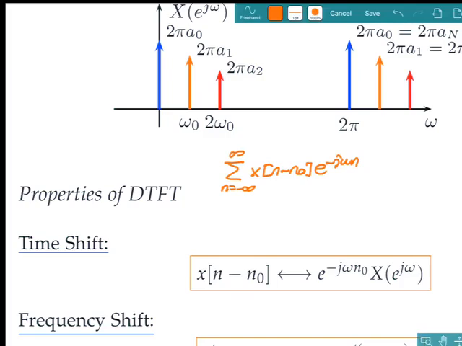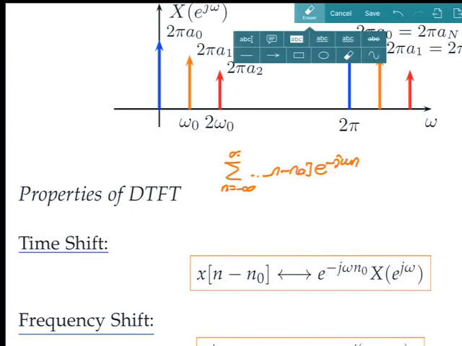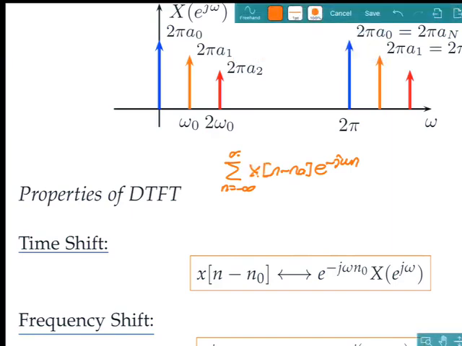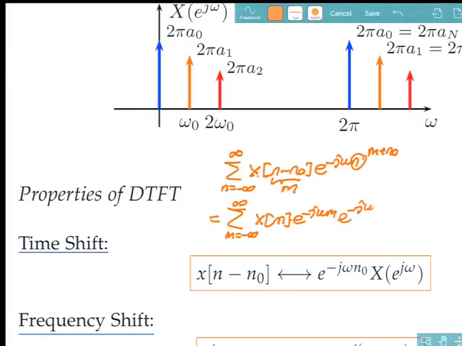Now what I can do is I can define the argument n minus n0 to be m. And therefore n becomes m plus n0. And I can shift, I can do the summation over m now, nothing changes. So this is the sum over m from negative infinity to infinity of x of m, e to the negative j omega m, and e to the negative j omega n naught.